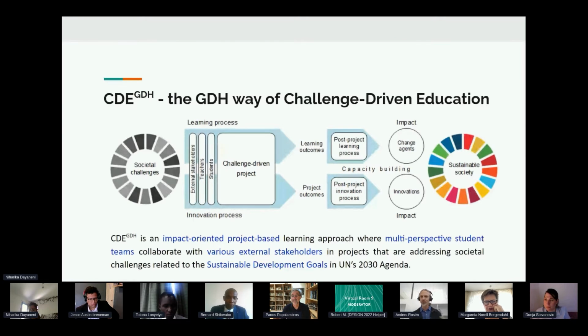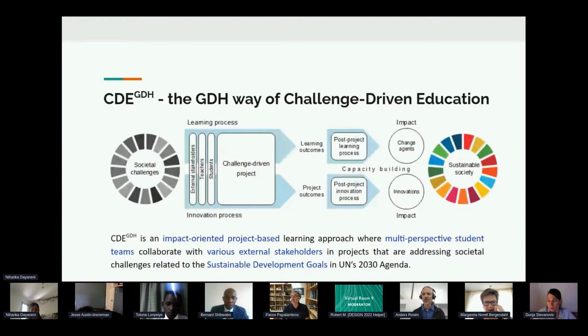You can see here that the left half of this picture is where the education is, or what we implement in formal education. This is being done in modules and courses at our respective universities, where we bring in external stakeholders, identify societal challenges, and the students collaborate with external stakeholders in developing solutions that address those challenges. And we have learning outcomes, as always in education, but we also have project outcomes.